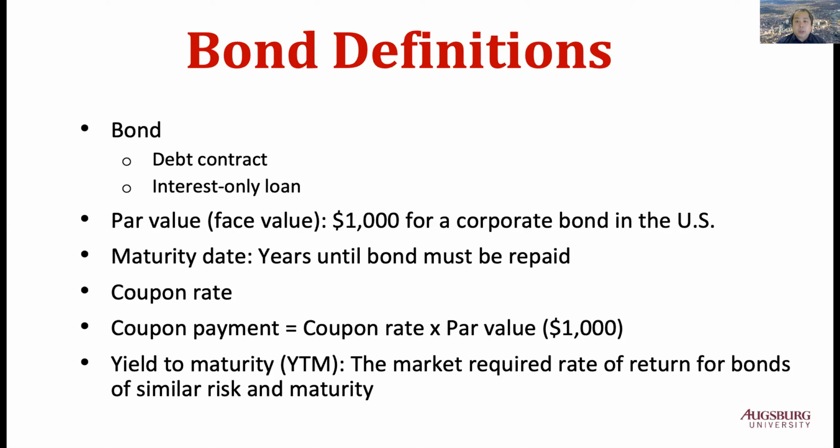The principal of the bond is called par value or face value. In the United States, the par value of all corporate bonds is $1,000. Therefore, you should assume that it is always $1,000, even though there's no instruction about the par value of the bond in the question.